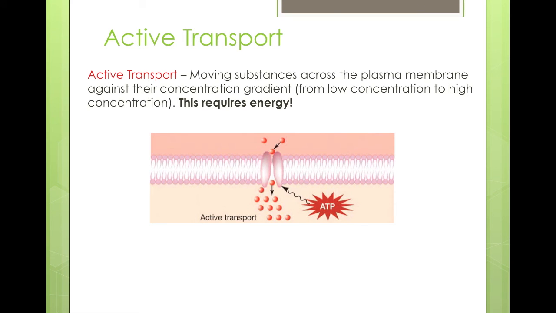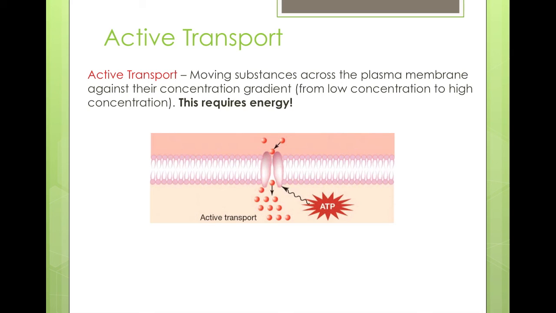Active transport is moving substances across the plasma membrane against their concentration gradient, from low concentration to high concentration. Now, this particular process requires energy. Yeah, that's why it's called active transport and not passive transport. The first two that we looked at, diffusion and by extension osmosis, and facilitated diffusion, are passive transport methods and require no energy. But in this particular case, active transport is an active process and requires energy.